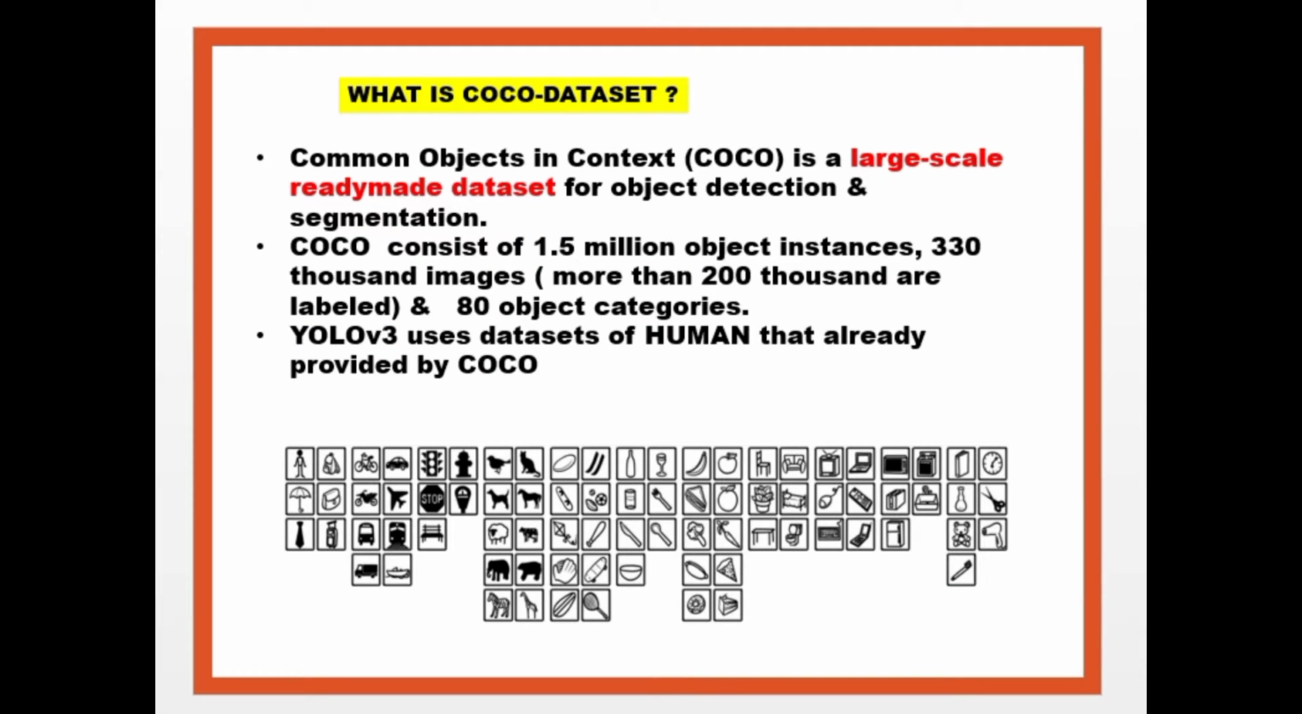Common Object in Context (COCO) is a large-scale, ready-made dataset for object detection and segmentation. COCO consists of 1.5 million object instances, 330,000 images, and 80 object categories. YOLO uses datasets already provided by COCO.